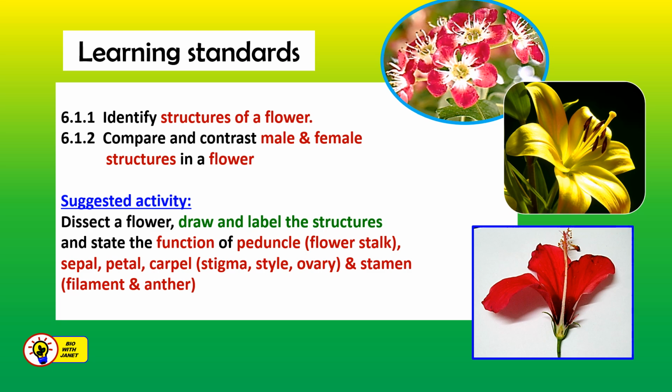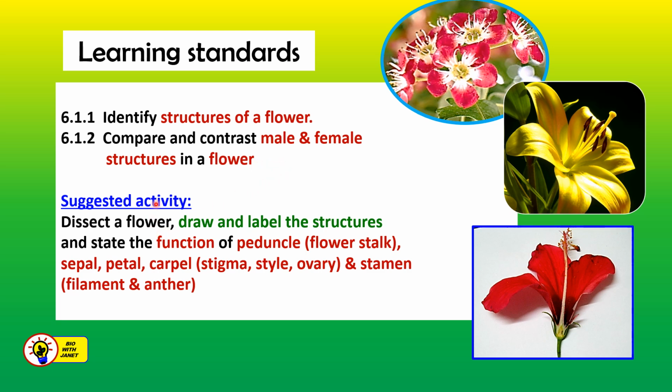The learning standards for this lesson are as follows. Number 1, we should be able to identify the structures of a flower, such as the petals, sepals, stamen, carpel, stigma, and so forth. Next, we should be able to compare and contrast the male structures and the female structures in the flower. And these are the stamens and the carpels.